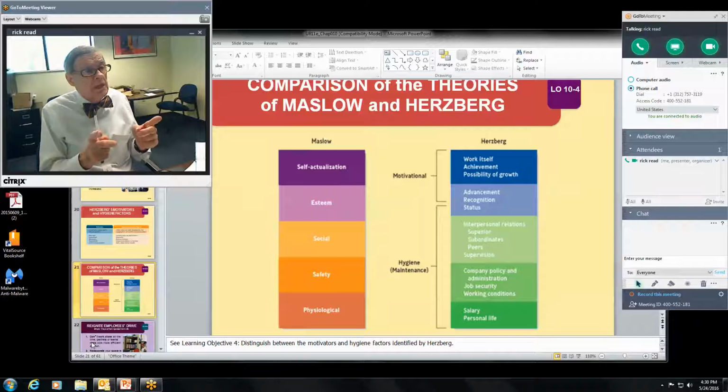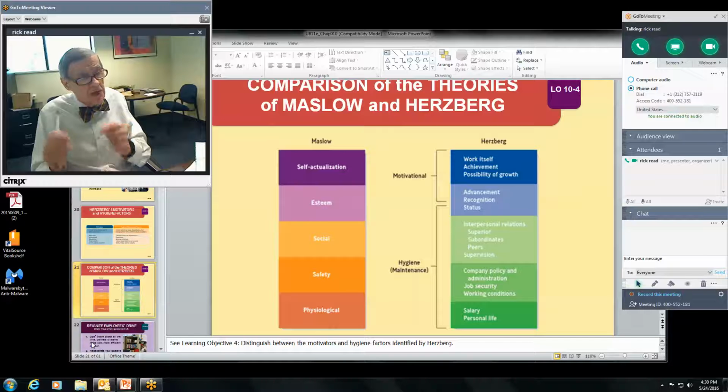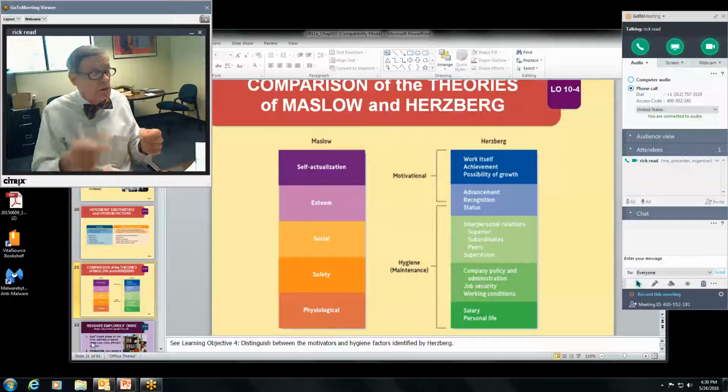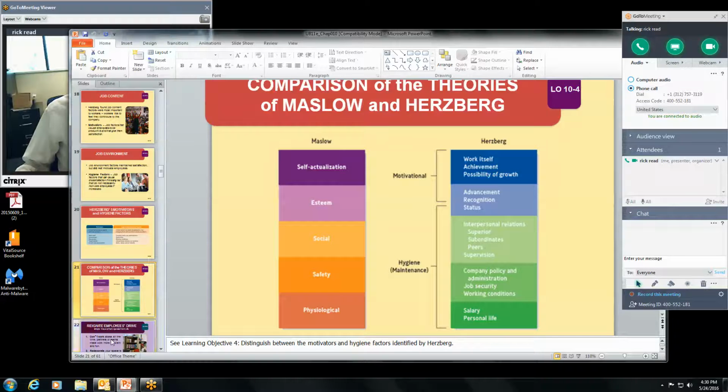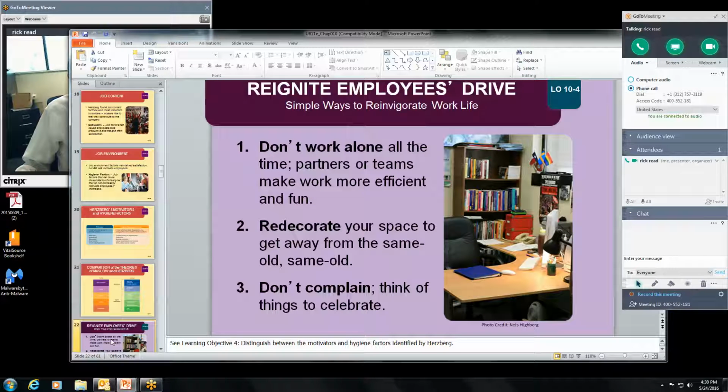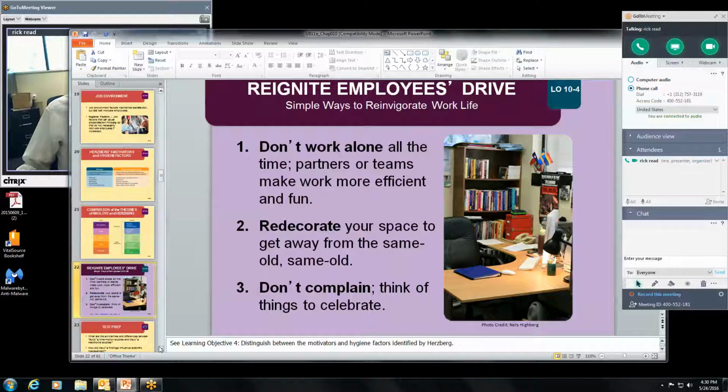However, people have found that there is validity to what Hertzberg said, even though his study cannot be replicated. And it is used, and we'll talk about how some of Hertzberg is used as we move through the rest of this particular chapter. We're going to skip that slide.